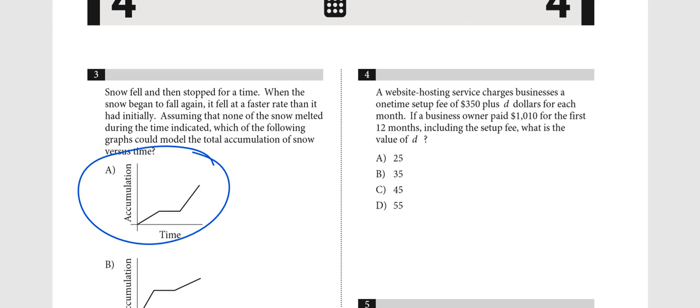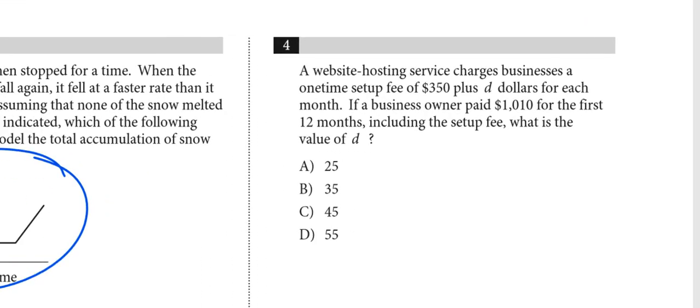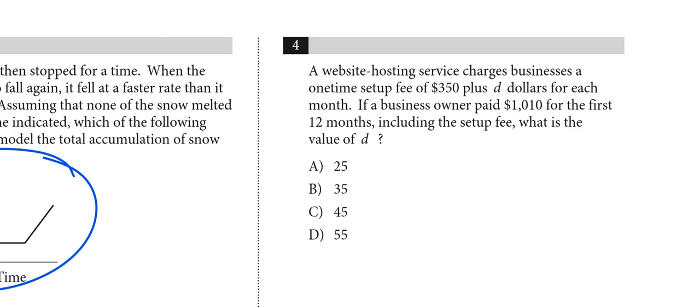Okay, a website hosting service charges businesses a one-time setup fee of $350 plus $D for each month. If a business owner paid $1,010 for the first 12 months, what is the value of D? So 12D plus 350.